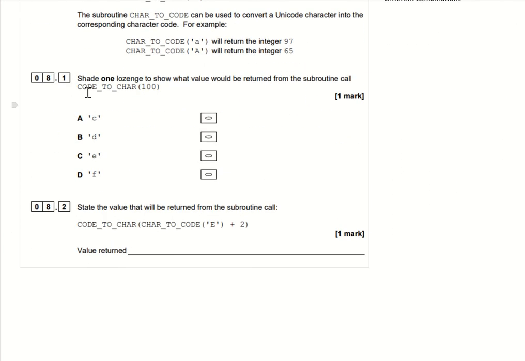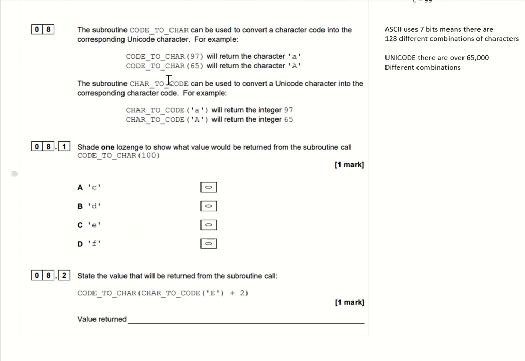So this question asked, shade one lozenge to show what value would be returned from the subroutine called code to char 100. So these types of questions, it's just a counting game. So we know that code to char 97 gives us a. So 97 equals a, which means 98 must equal b, 99 must equal c, which therefore means 100 must equal lowercase d. It's always important to remember that if it gives you a choice of uppercase and lowercase, you have to be very careful with what you write down. So shade in the lozenge there, because you will get an incorrect mark if you type the wrong case.